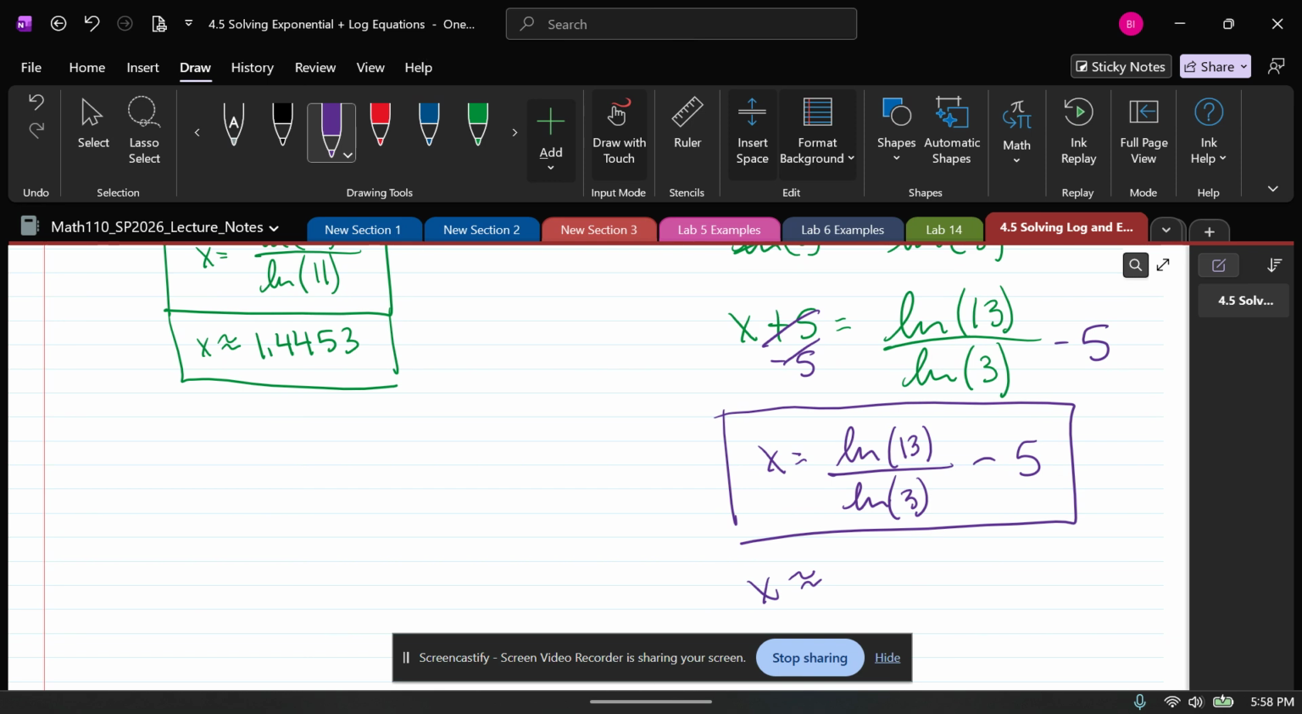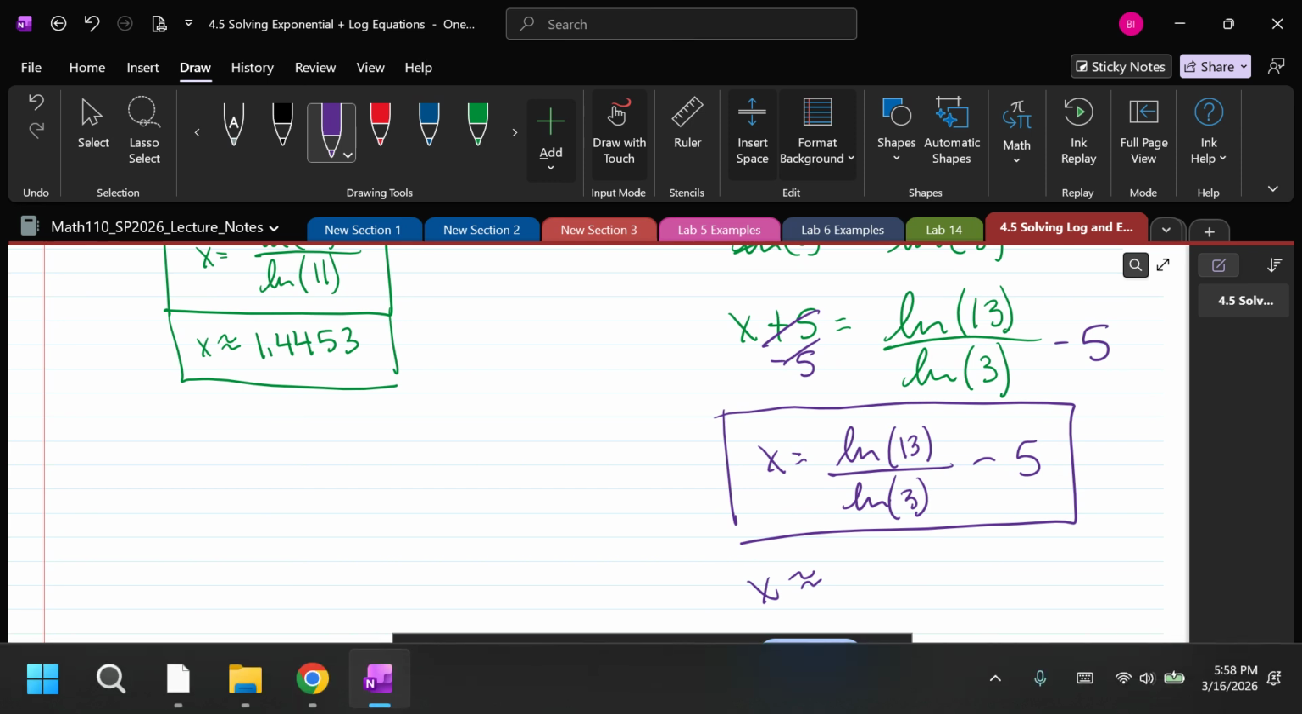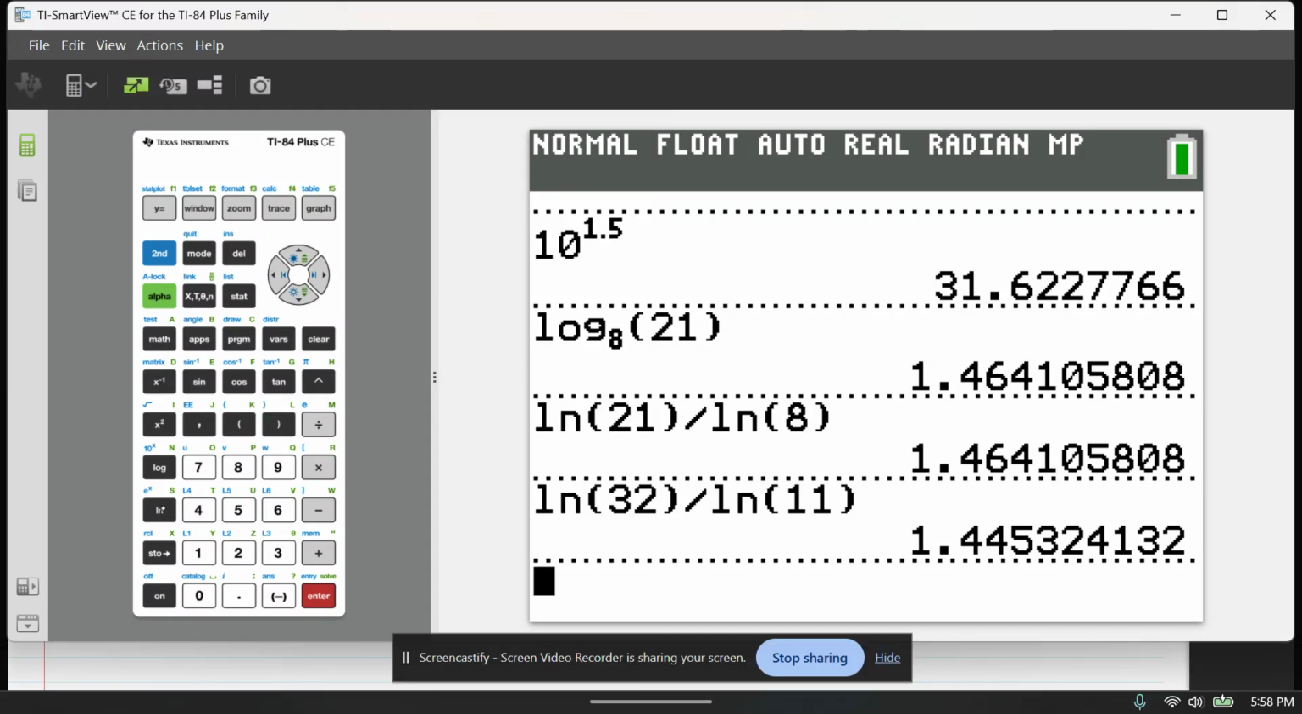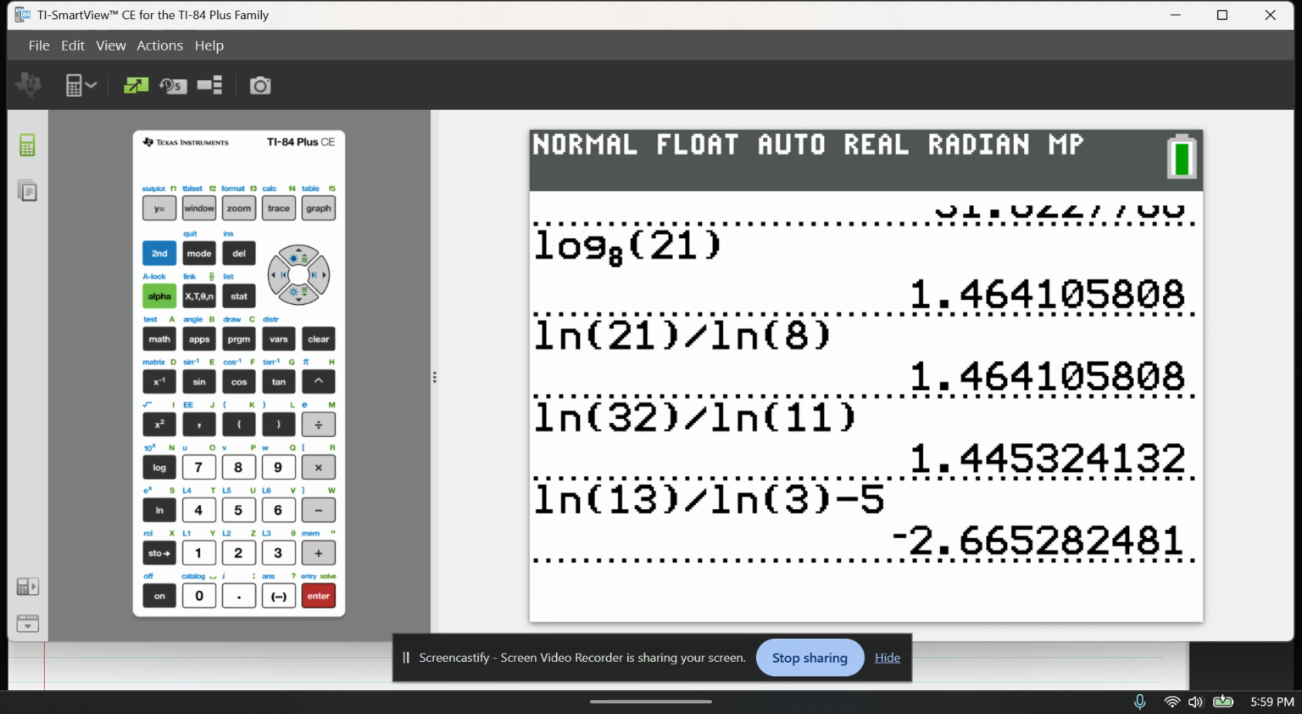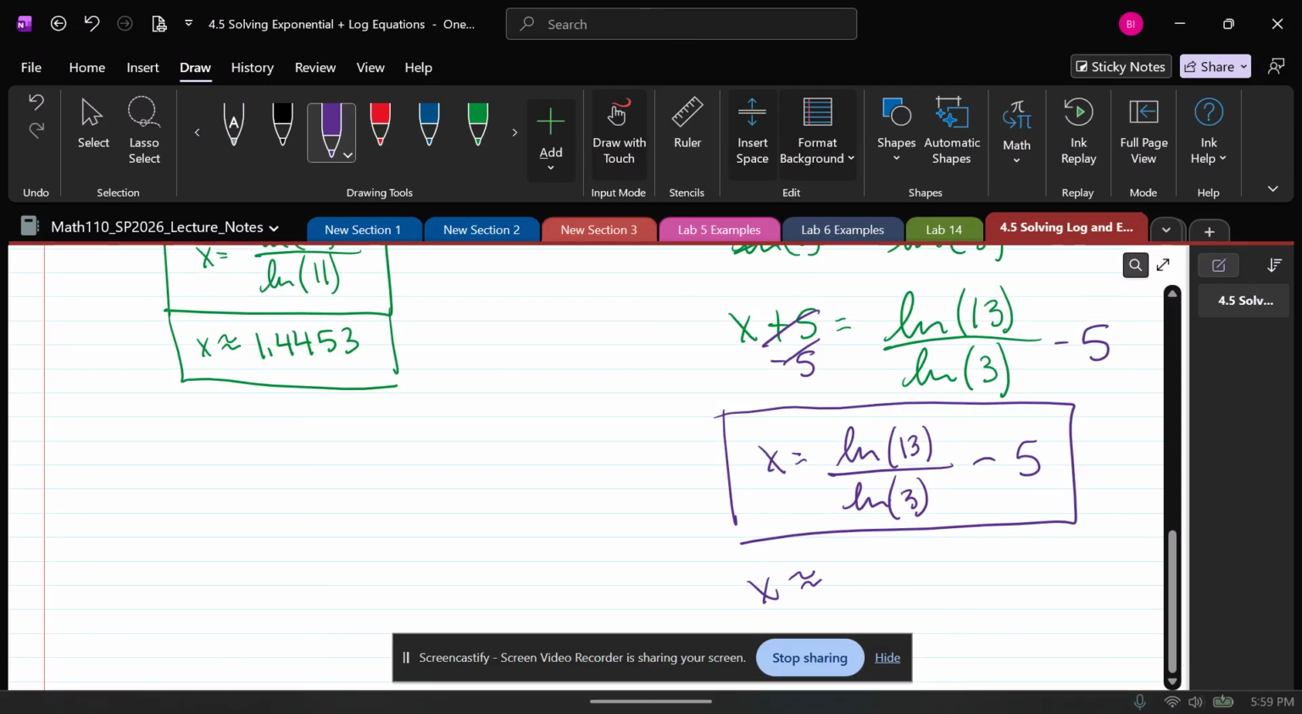So I'm going to, on my calculator, go do natural log of 13. Close the parentheses, divided by natural log of 3. That's the right numbers. And then minus 5. Should get a negative number here. Yeah. Negative 2 point. Going 4 decimal places, what do I round that to? 6653. The 8 that's after the 2 makes it go up to a 3. So negative 2.6653.